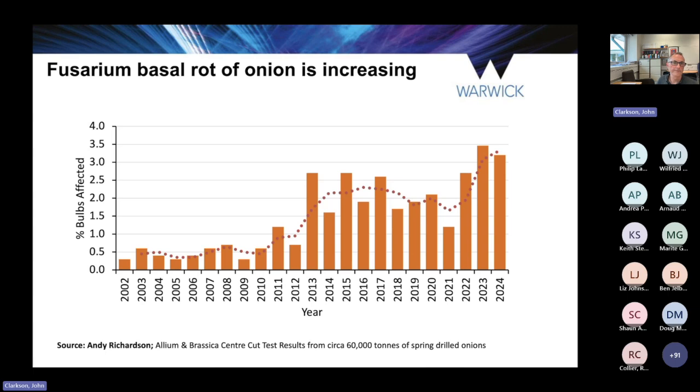Okay, so for Fusarium basal rot of onion, as I said some time ago, it really wasn't that common, but this is some data from Andy Richardson at the Allium and Brassica Centre, and you can see this is the percentage of bulbs affected that they were finding in stores over the years from the early 2000s through to the present day. And you can see certainly from about 2012 onwards, there was quite an increase in Fusarium basal rot. So it is probably the major disease that is faced by onion growers now in the UK.